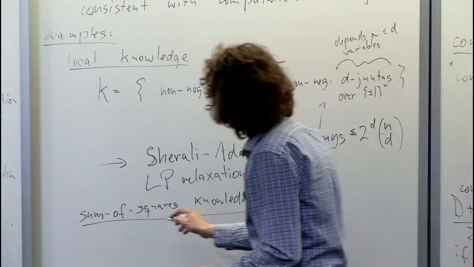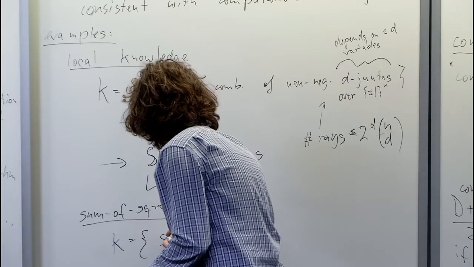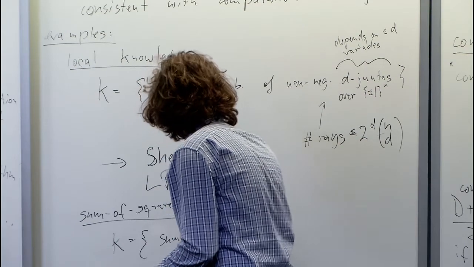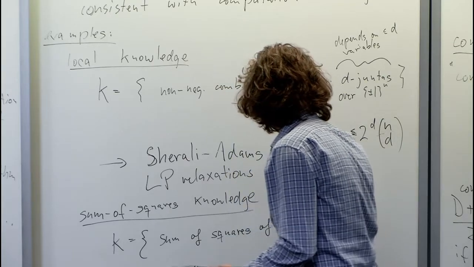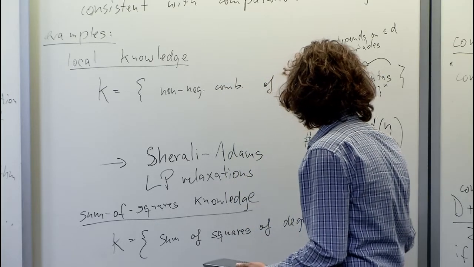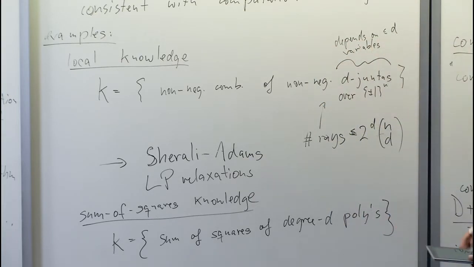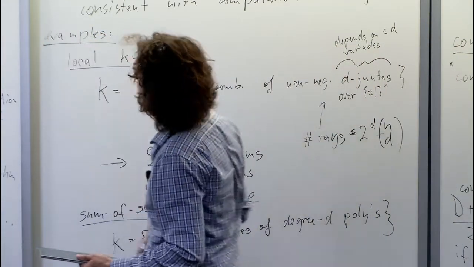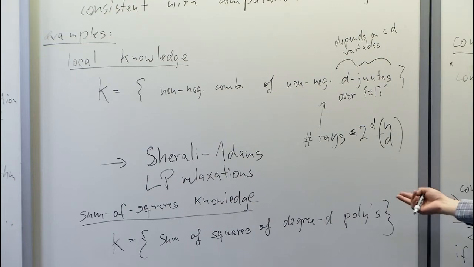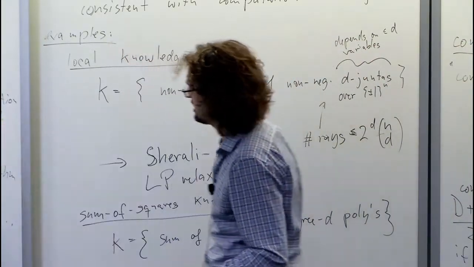And here that would be all polynomials that are sums of squares of degree D polynomials. So these are also non-negative. So it means that you can do this. Also, if you choose D to be very large, then you get these indicators, which means that you solve the problem exactly.